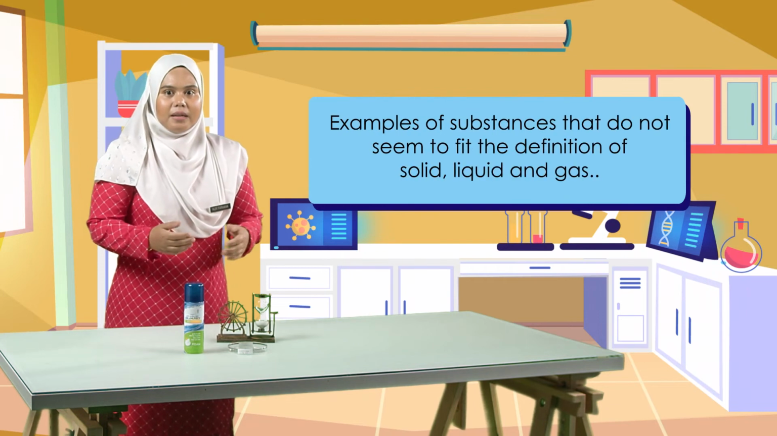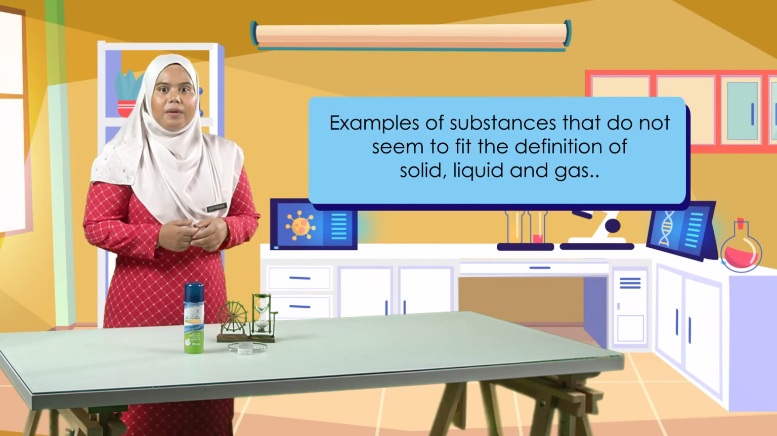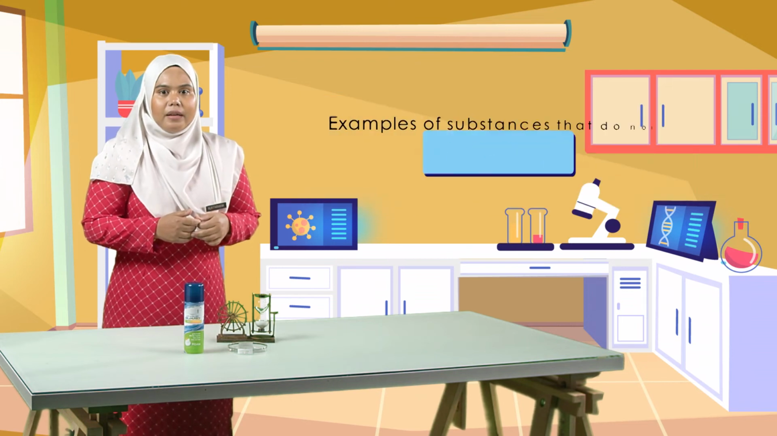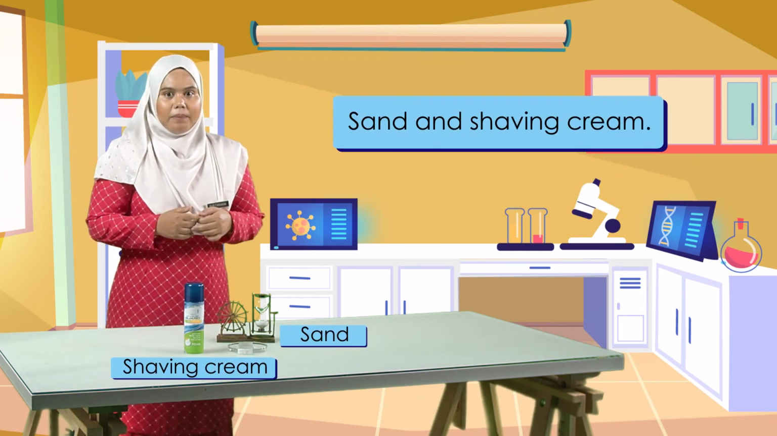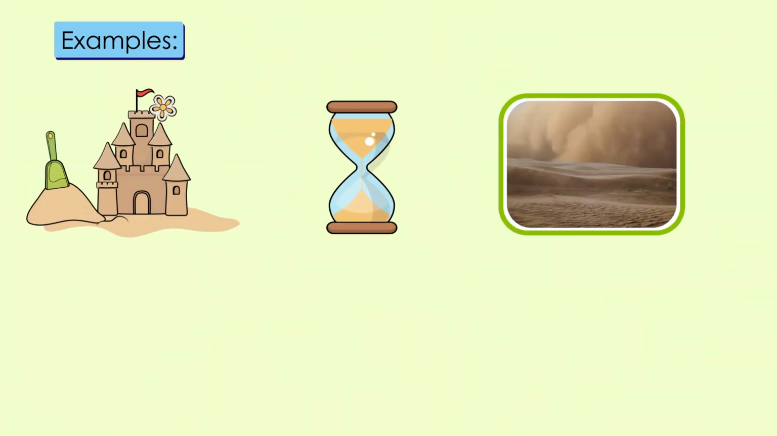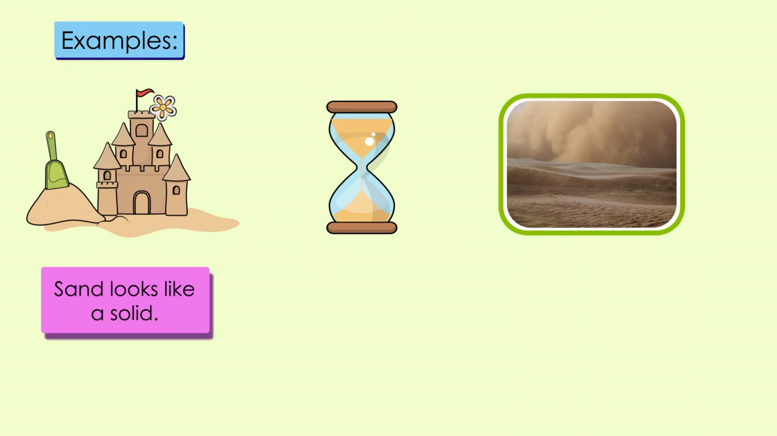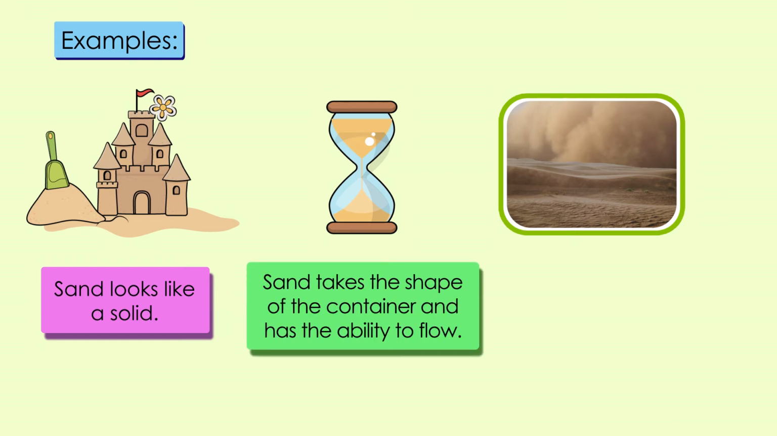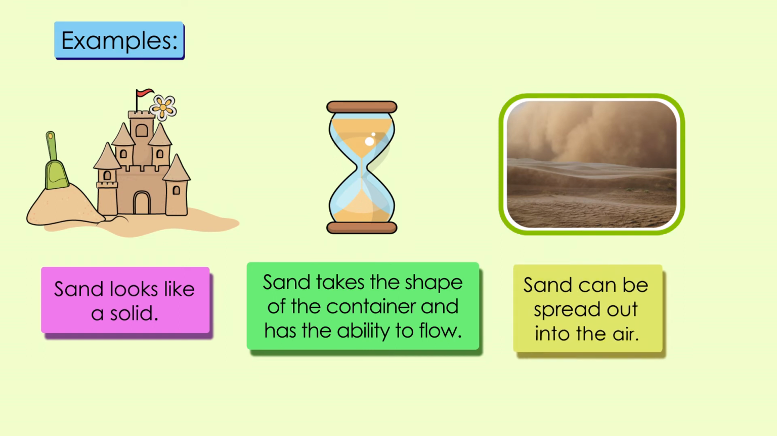Well, here are some examples that are commonly found in our daily life. They are sand and shaving cream. Let's take a look at sand first. In the first picture, sand looks like a solid, while in the second picture, sand takes the shape of the container and has the ability to flow. This fits the characteristics of a liquid. In the third picture, sand can be spread out into the air.